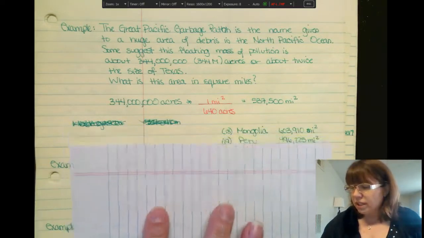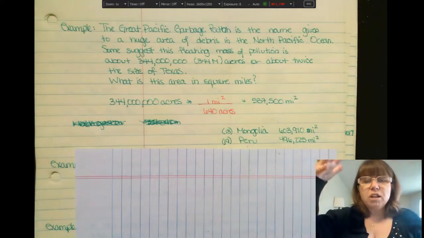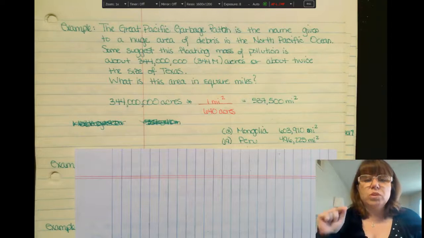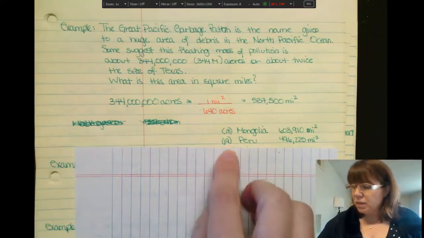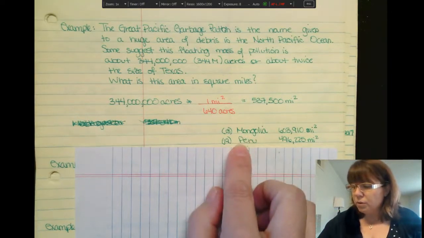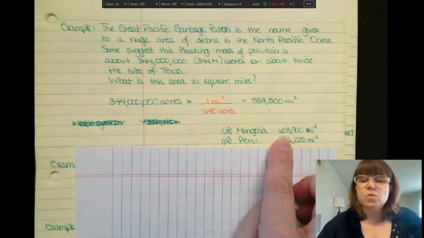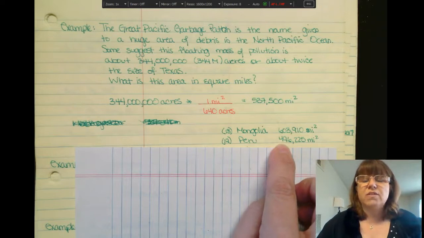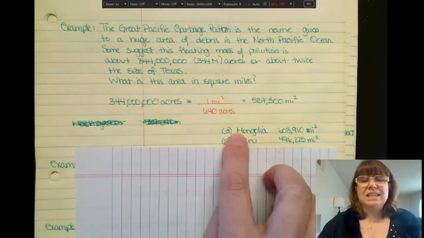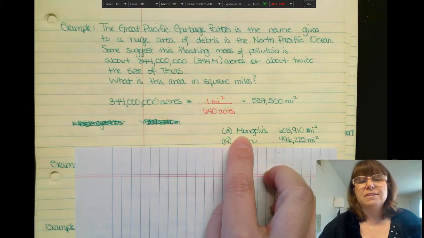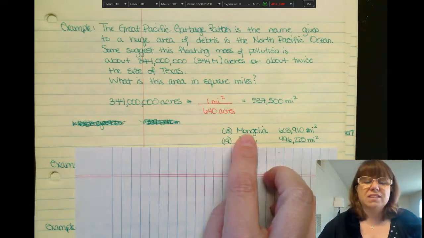Now when you think about this, this is a huge area. If you list all of the countries from largest to smallest, this would rank somewhere between Mongolia and Peru. Mongolia is about 600,000 square miles and Peru is almost 500,000 square miles. So it would actually be our 18th largest country if this was an actual land mass. It's a pretty huge floating mass of pollution.